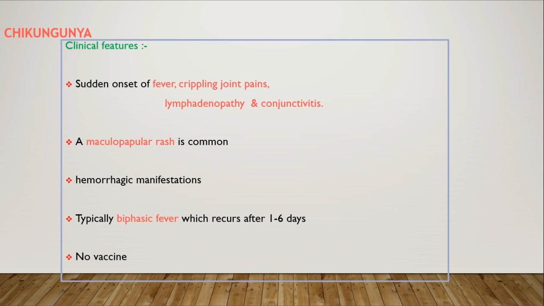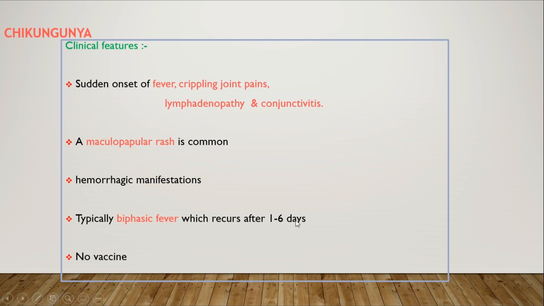It's mainly seen in small joints of the wrist and ankles. That starts from there, but it spreads to other areas also. The other non-specific symptoms include headache, muscle pain, and even skin rashes. There will be hemorrhagic manifestations if there is a further delay in the process. It is typically a biphasic fever which recurs after 1 to 6 days. That's the most common feature for this infection.